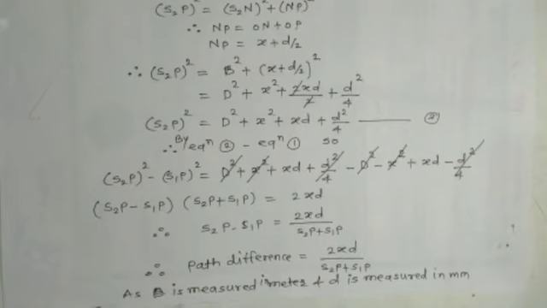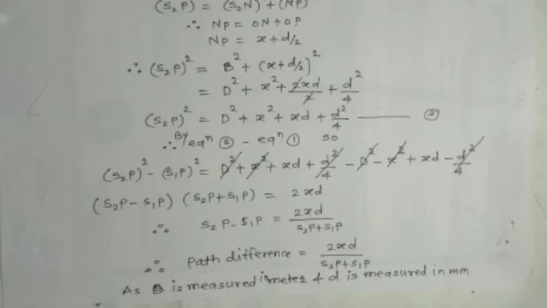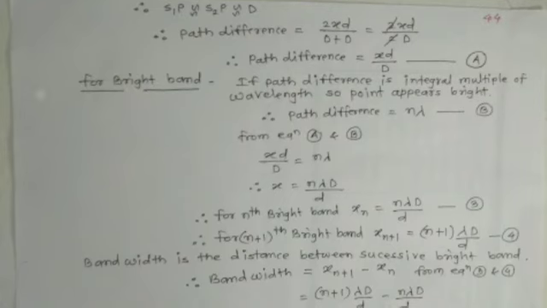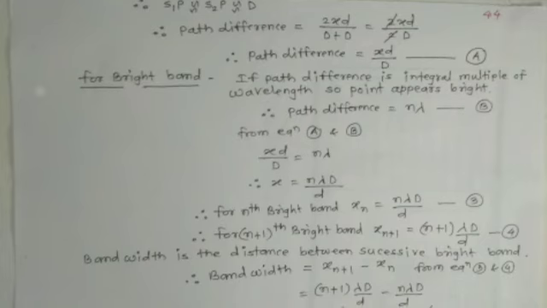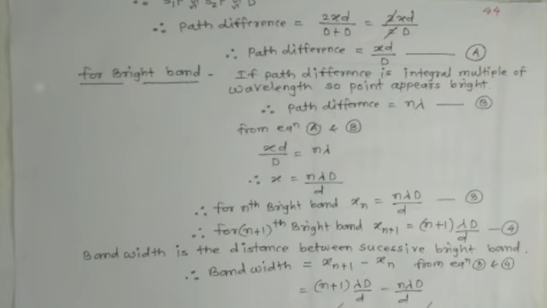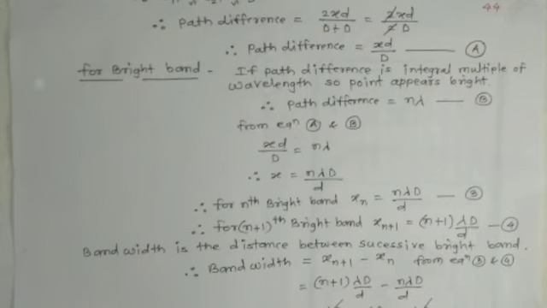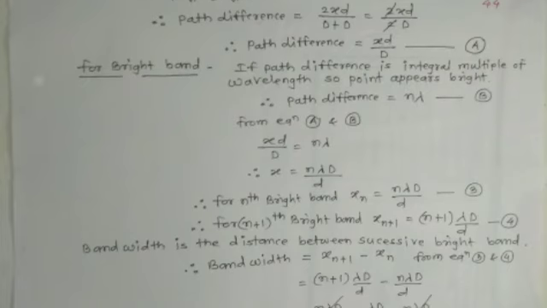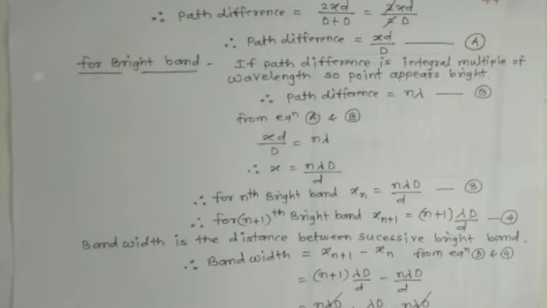As capital D is measured in meters and small d is measured in millimeters, S1P is approximately equal to S2P, approximately equal to capital D. Therefore path difference equal to 2x small d upon capital D plus capital D, which is equal to 2x small d upon 2 capital D. 2 get cancel. So path difference equal to x small d upon capital D. It is considered as equation A.